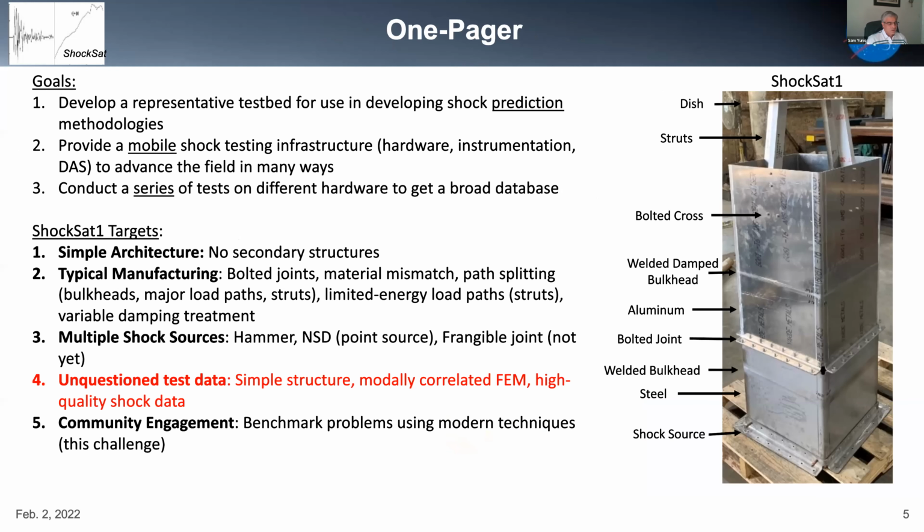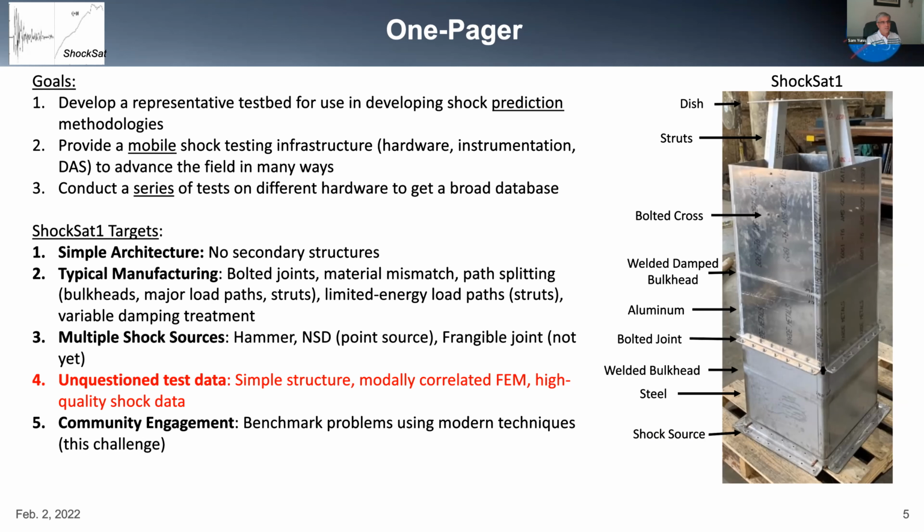So to support the development of more capability of prediction, we've designed the ShockSat project, and it's more than this challenge. But this challenge, which I call ShockSat 1, is this piece of hardware that you can see, and this is a piece of hardware we've tested. The goal of this particular aspect of the project was to get unquestioned test data. In other words, have a simple structure with a finite element model that we understood and could correlate, and high quality shock data from that structure.